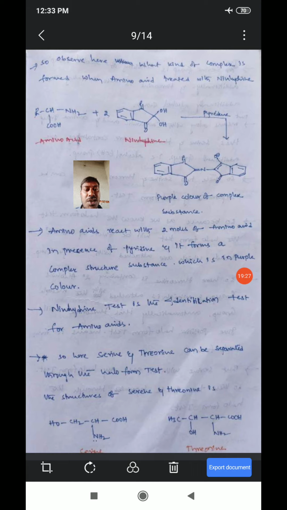RCH(NH2)COOH, an amino acid, is reacted with 2 moles of ninhydrin in the presence of pyridine, and it forms a complex substance which is purple in color. So the ninhydrin test is the identification test for amino acids.